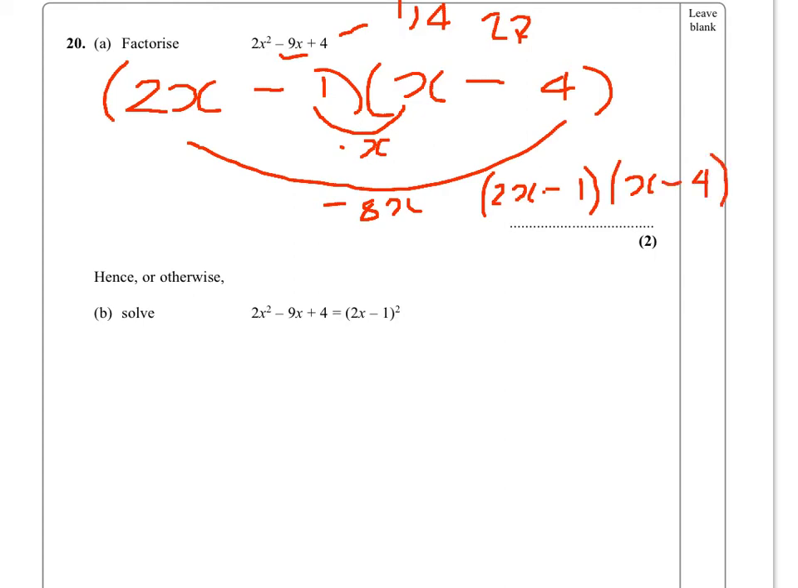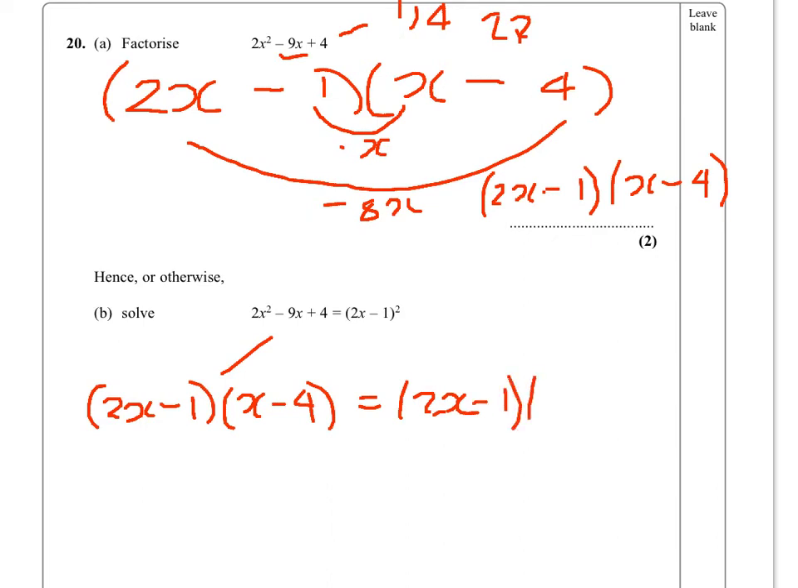So for part B, I take the factorised part and replace 2x squared minus 9x plus 4 with it in factorised form. And by doing that, I can do some nice cancelling out. Now 2x minus 1 squared means 2x minus 1 times 2x minus 1. Now I can simplify this down by cancelling the 2x minus 1, but I mustn't lose the solution that would have come from that.